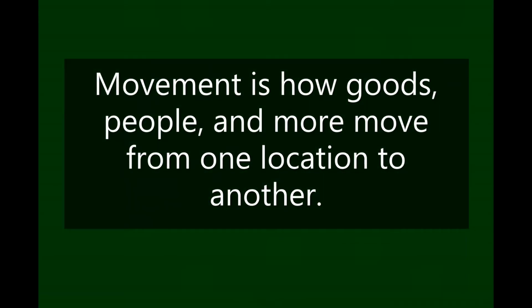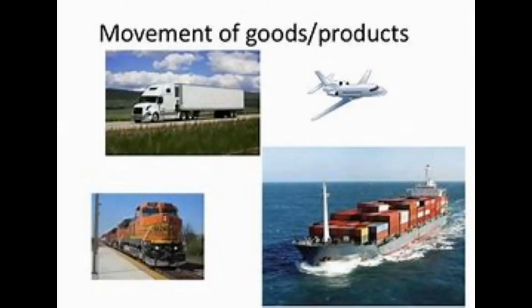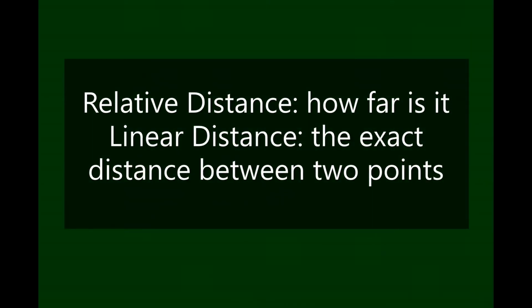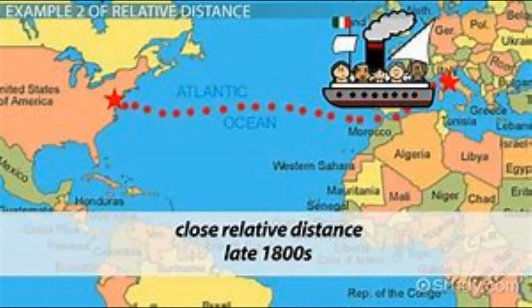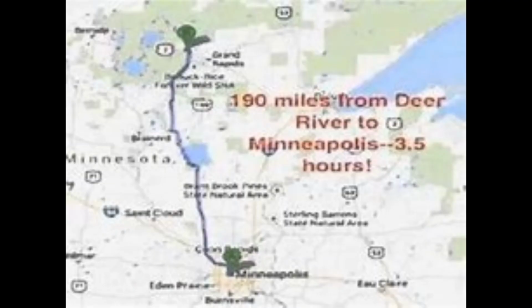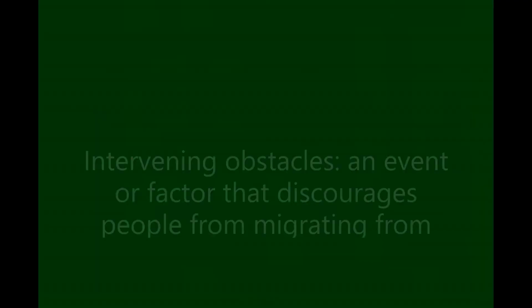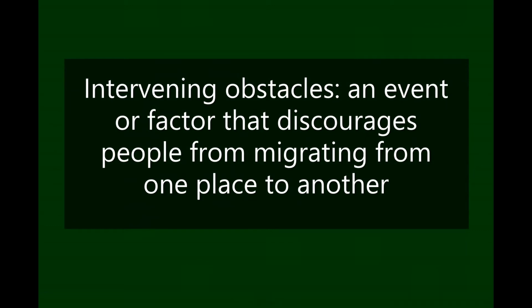Movement. Movement is how goods, people, and more move from one location to another. Relative distance. How far is it? Linear distance. The exact distance between 2 points. Intervening obstacles. An event or factor that discourages people from migrating from one place to another.